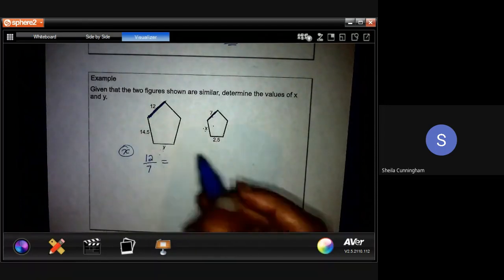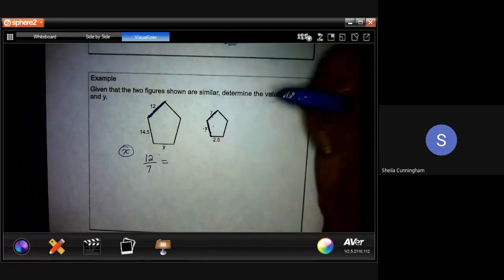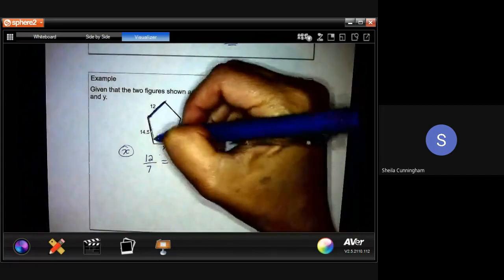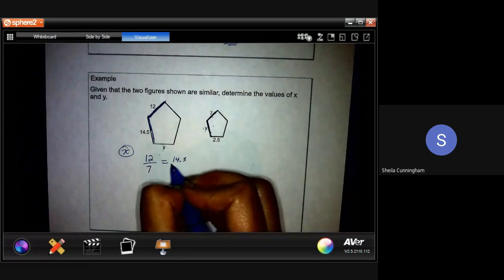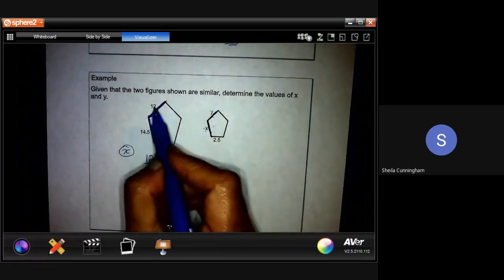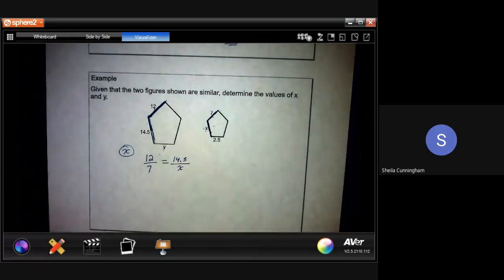So that means I need the corresponding side to X. So if this side here is X, its corresponding side is 14.5. So I'm going to start with the 14.5. I'm going to start from this one because I already did with the 12 over 7. And I'm going to put my X in. So I'm back to, again, cross multiplying.